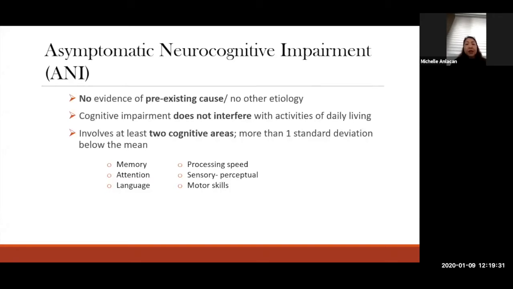So in the asymptomatic neurocognitive impairment, make sure that there is no evidence of a pre-existing cause or any other infection at the moment. This cognitive impairment does not interfere with activities of daily living. And when you test them formally, they are more than one standard deviation below the mean in the domains of memory, attention, language, or they can be just slow when you test them, but they can pass some of the tests that you actually give them. Next, please.